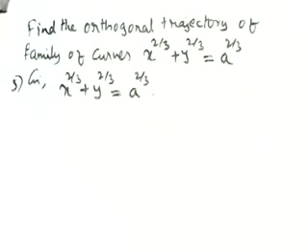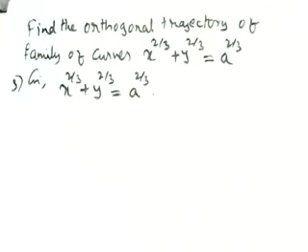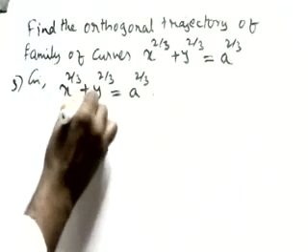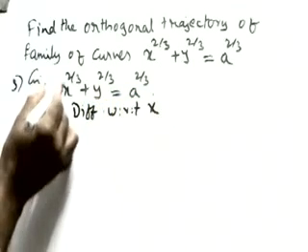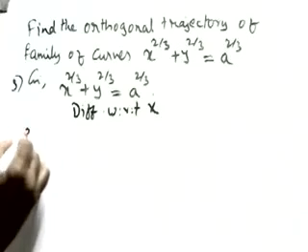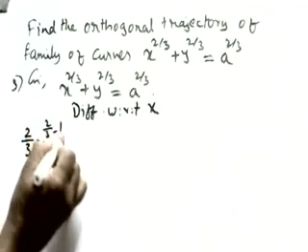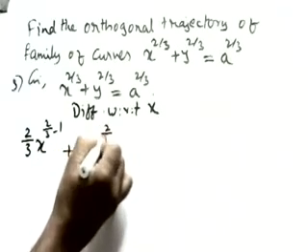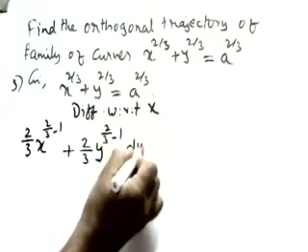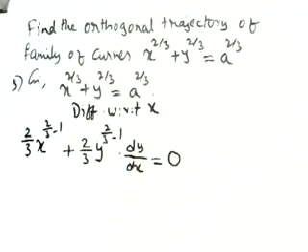Now see the next question. Find the orthogonal trajectory of the family of curves. Now let me differentiate here. Differentiation with respect to x. d by dx of x power n will be n into x power n minus 1. Similarly, n into y power n minus 1 dy by dx, when we differentiate with respect to y. Here the constant is 0.